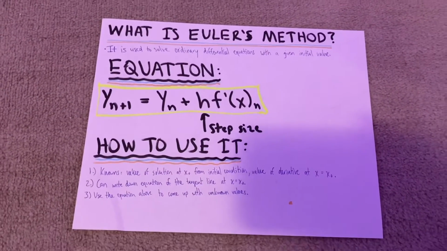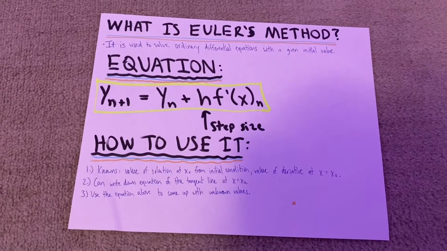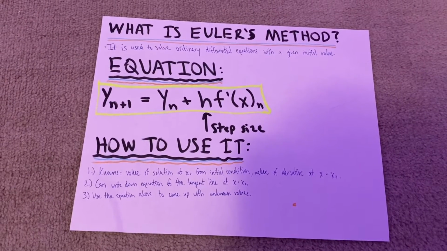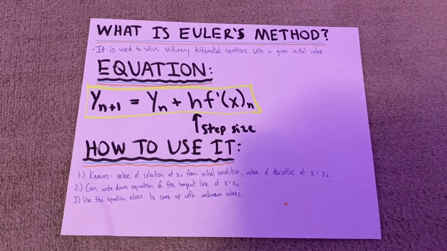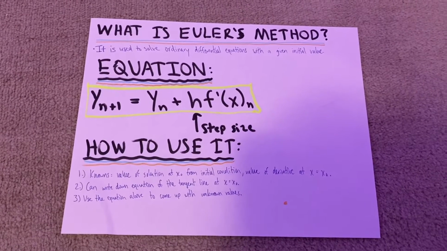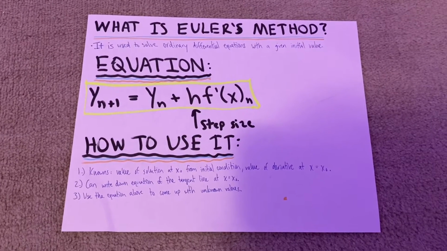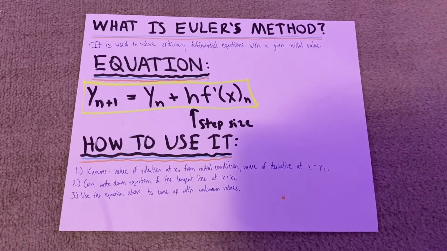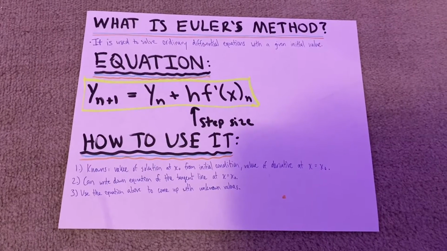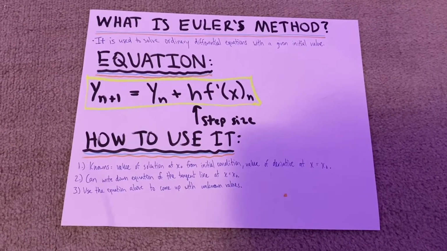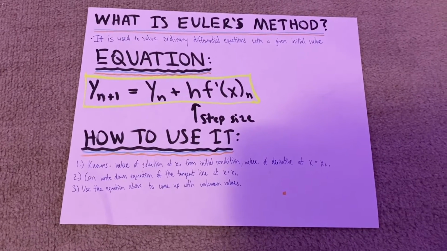So next, what is Euler's method? It's a method used to solve ordinary differential equations with a given initial value. The equation for Euler's method is y sub n plus 1 equals y sub n plus h, which is the step size, and we'll learn a little bit about that in a minute, times the derivative of the function at x sub n.